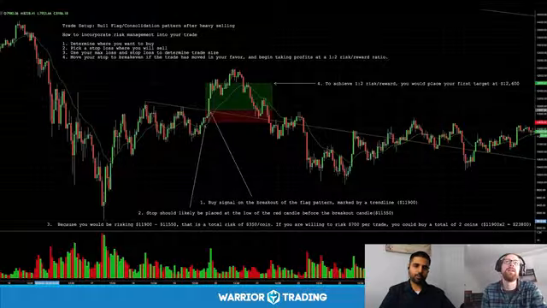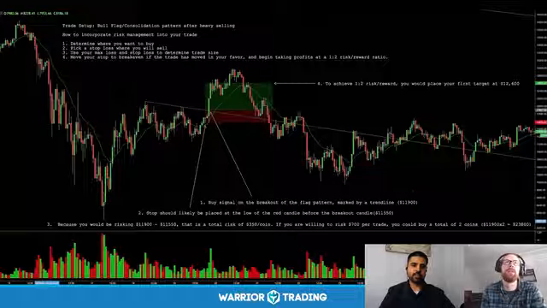Yeah, definitely. That's a great point. So one tip I would mention is that in situations like this where the trade does work, you always want to move the stop to break even.